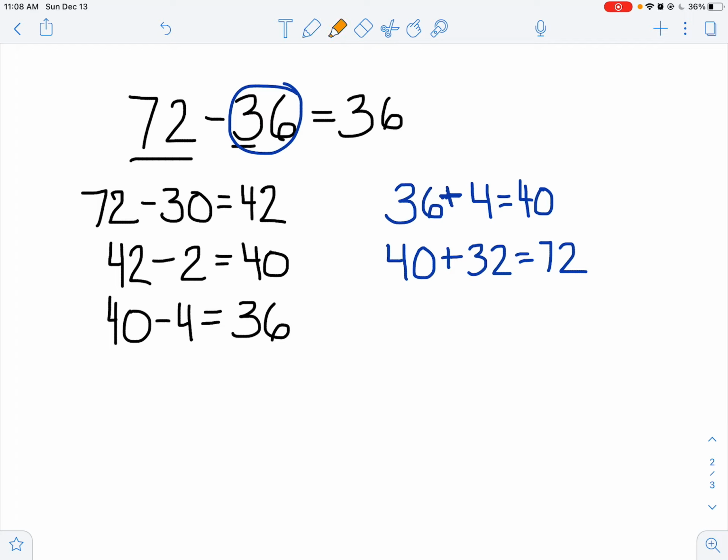So there's my 72. Remember, when you're counting up, you have to then figure out how much you added to count up. So now I have 32 and 4 that I had to count to get from 36 to 72. And when I add those together, I get 36, same as what I got before.